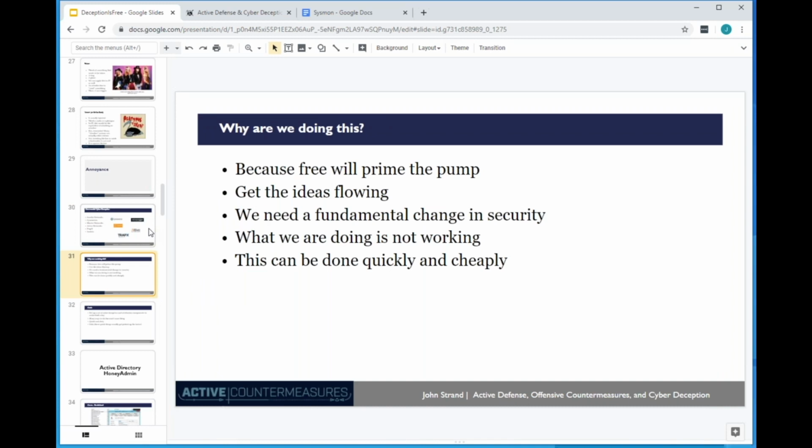So I'm going to start by giving you some free things that you can do in your environment that are dead simple, that are going to have immediate benefits against your next pen tester or against the next attacker that tries to break into your organization. And it doesn't cost lots of money to do it either.